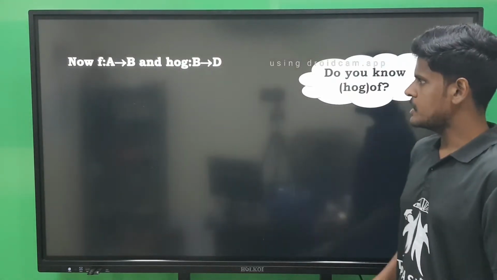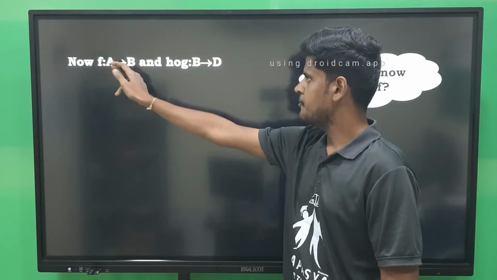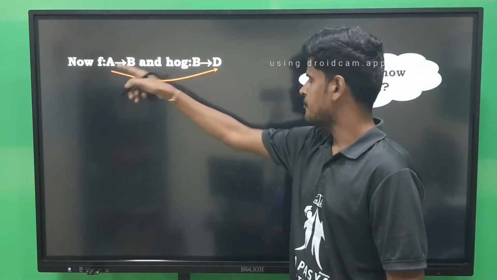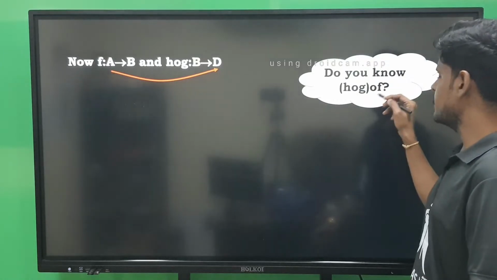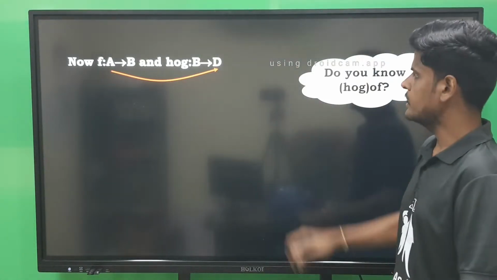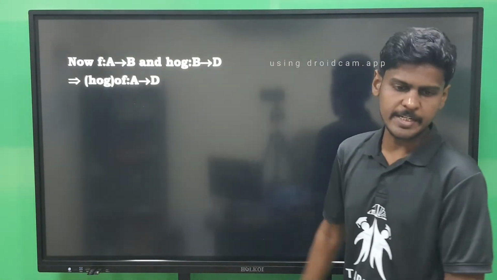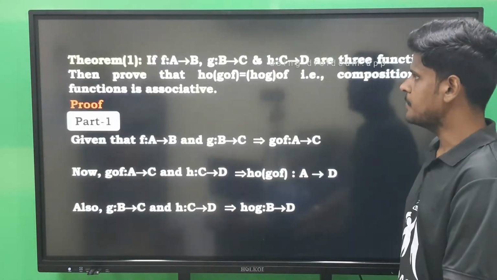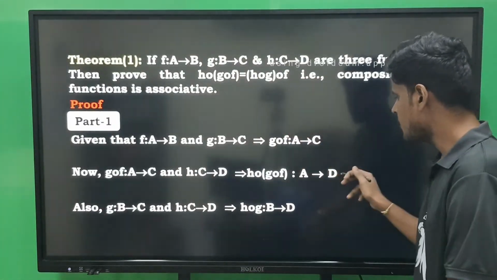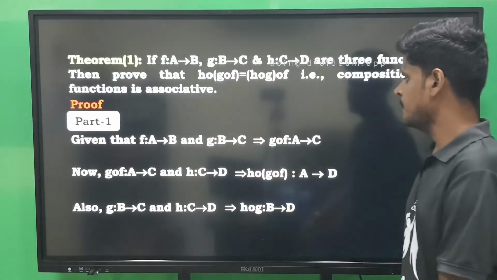Similarly, what is (h∘g)∘f? h∘g is from B to D and f is from A to B. So for (h∘g)∘f, f is the input here, A, and h∘g is the output, that is D. So again, this function is also from A to D. From these two examples, what do you observe? h∘(g∘f) and (h∘g)∘f, both are functions that map from set A to set D.